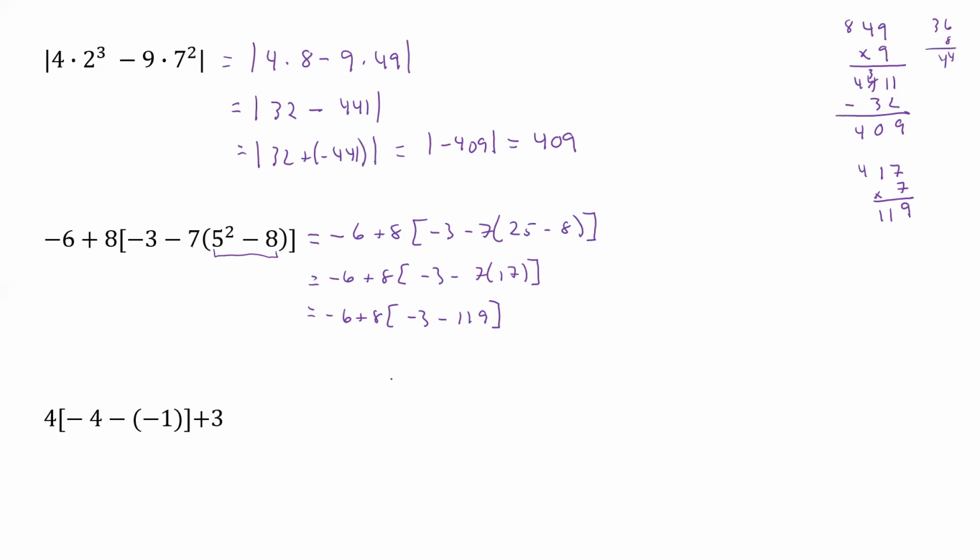Okay. All right, so now we're going to take the 119 plus the 3, and we're probably going to run out of room eventually here. We get negative 6 plus 8 times negative 122. Okay, so now we've gotten to that point. Now we need to take 8 times that. So let's come back up here, and 122 times 8. So 2 times 8 is 16, and 16 and 17, and then 9.